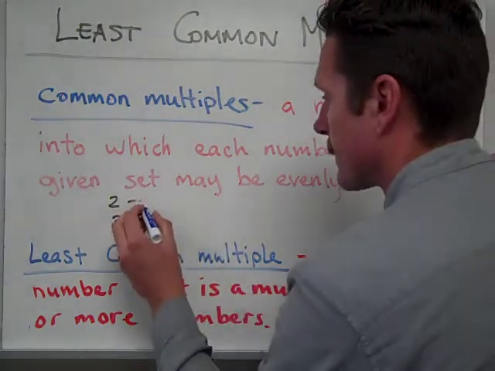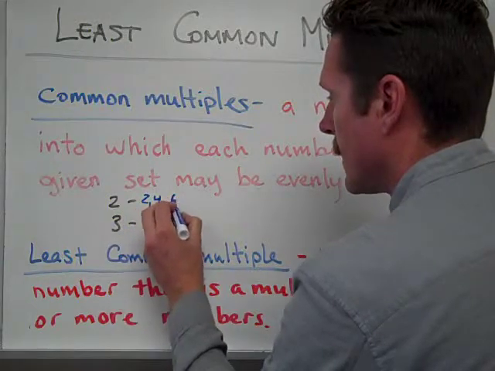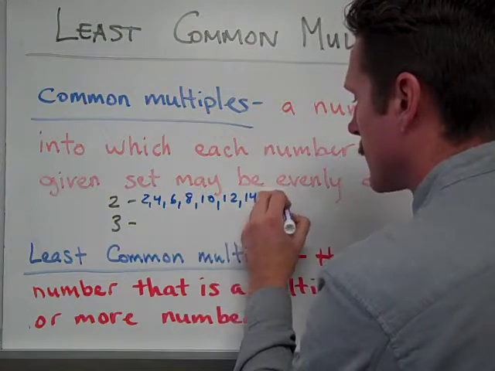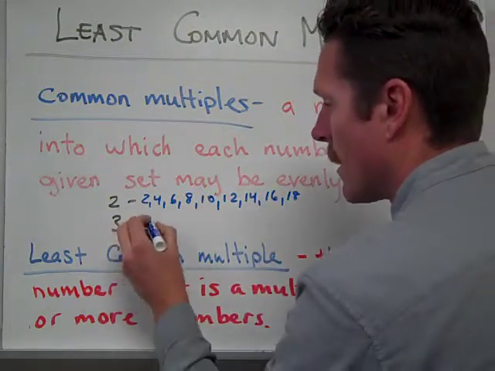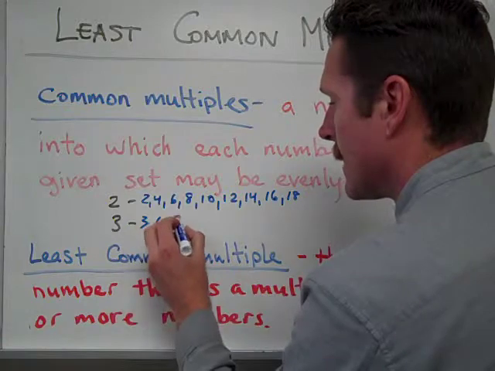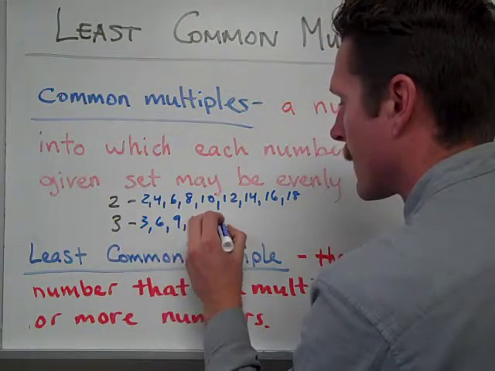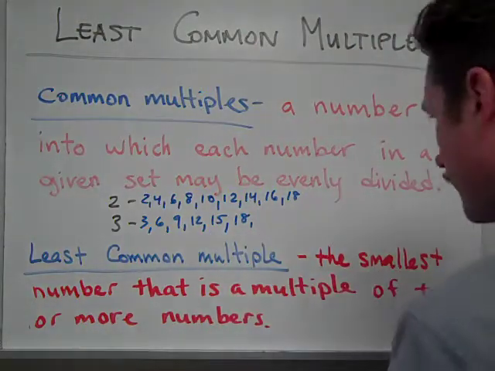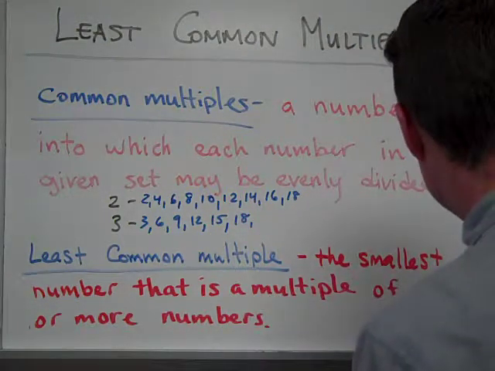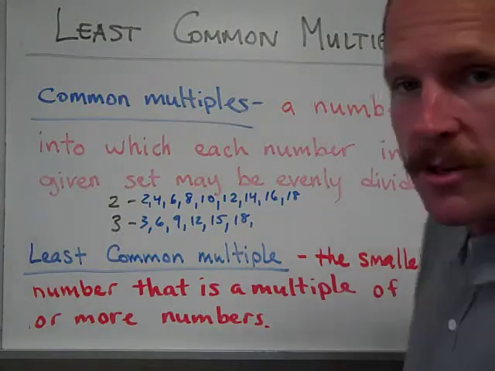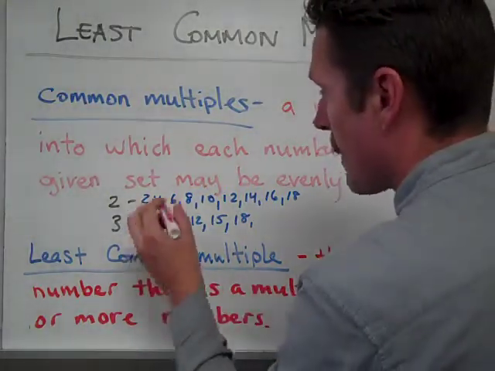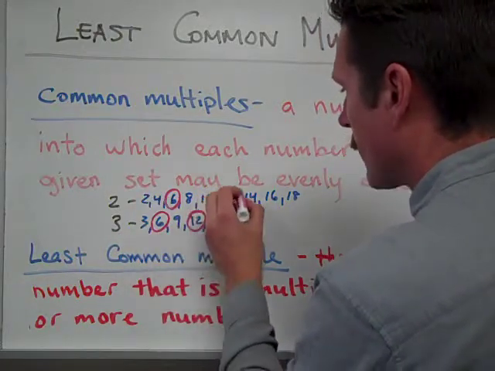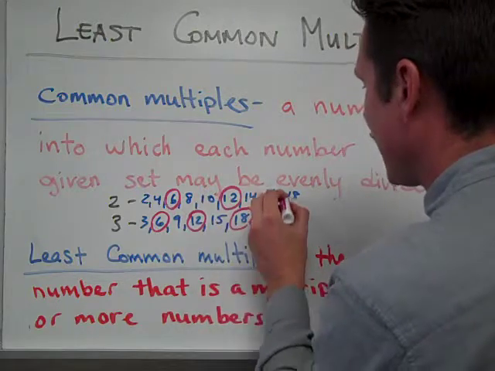I got 2, 4, 6, 8, 10, 12, 14, 16, 18, and so forth. 3, 6, 9, 12, 15, 18, and so forth. Common multiples are the ones that they have in common. So they have 6 in common, 12 in common, 18 in common.